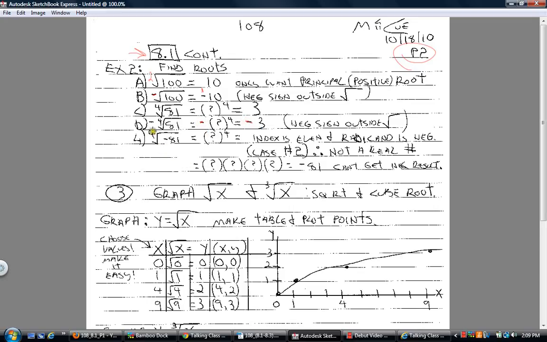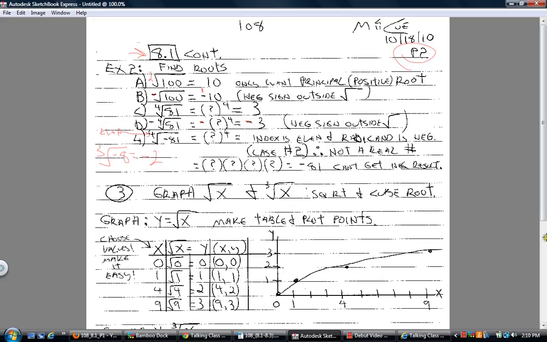Now here's something interesting. Can you take the fourth root of a negative number inside? The answer is, if it's an even root, the answer is no. If it was an odd root, remember how we had the cube root of 8 from the previous example, and that answer was -2, because -2 times itself 3 times does equal -8. Okay, so there you go.